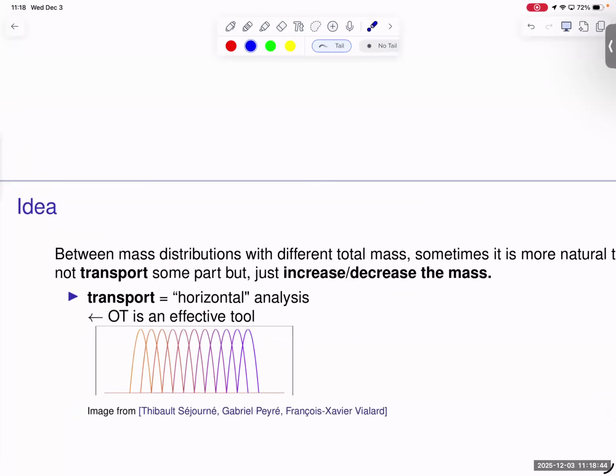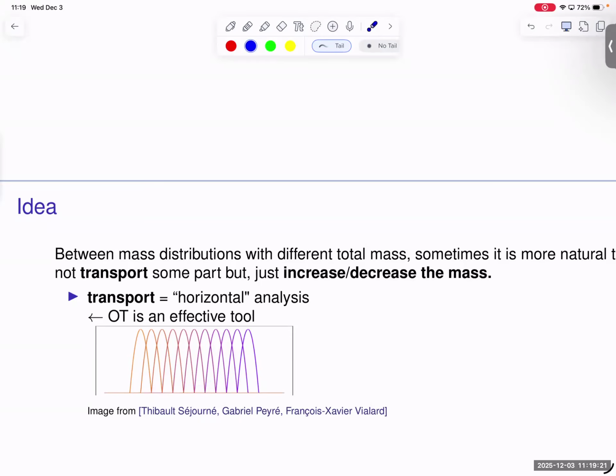Okay, so optimal transport, probably I mentioned this in the earlier lectures, is a kind of horizontal analysis. Given mass distributions like this one and this one, the way it matches these two distributions is that you try to move the mass on the space. So if you consider this dynamic version, then this mass is transferred to the other one just by moving the mass. So that's what optimal transport does.